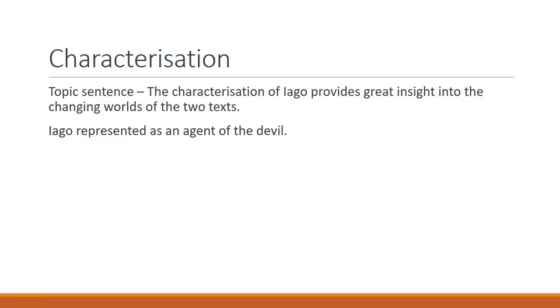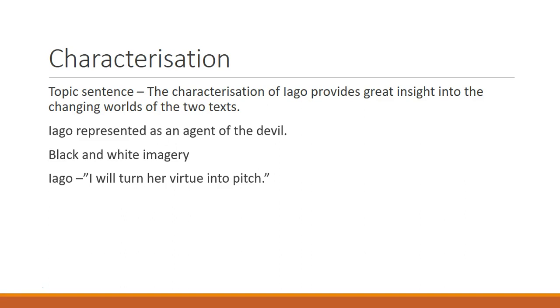Iago is seen in the Elizabethan era as an agent of the devil. And Shakespeare establishes this through black and white imagery. So when Iago states, "I will turn her virtue into pitch," he draws on the notions of good and evil to highlight his determination to ruin Desdemona and Othello. Now, Shakespeare employs soliloquies as a means of allowing the audience to gain insight into Iago's motivations. So when he states, "I am not what I am," he directly tells the audience of his appearance of loyalty and that it's false. He only does so to "serve my turn upon him." And despite his honesty to us, he deceives everyone in the play.